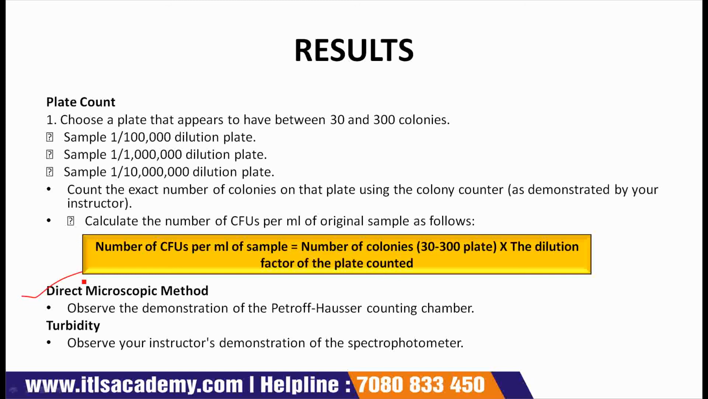Results for the direct microscopic methods will be: observe the demonstration of the Petroff-Hausser counting chamber. For the turbidity, observe your instructor's demonstration of the spectrophotometer. This is how we can calculate results of plate count, direct microscopic method and turbidity.